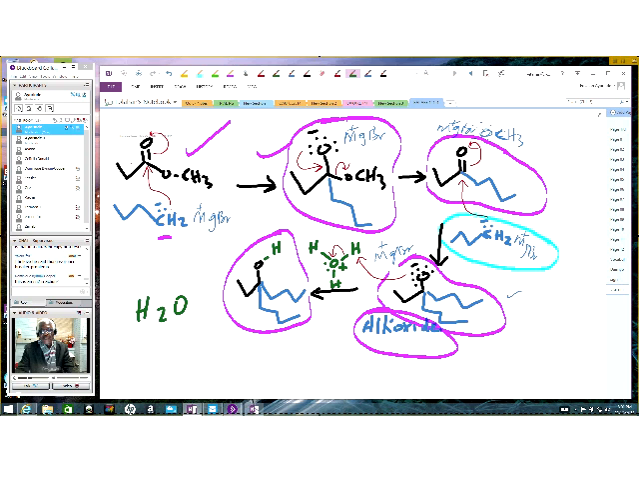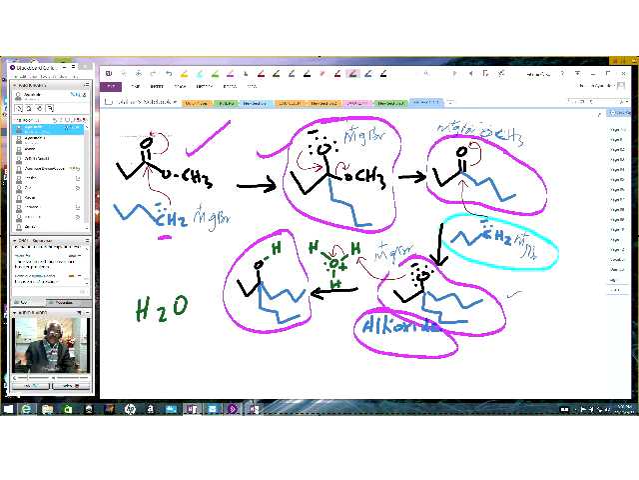Now, let me ask you this. Supposing I gave you a ketone, and I say I want you to give me the reaction mechanism for the reaction of a ketone with a Grignard reagent to form a tertiary alcohol. What would that look like?